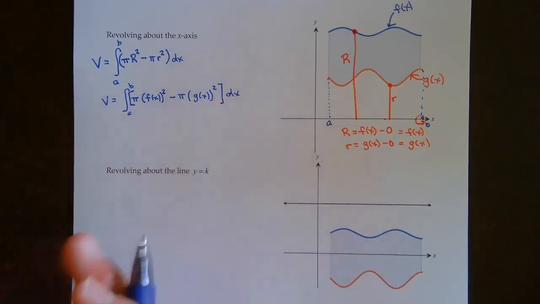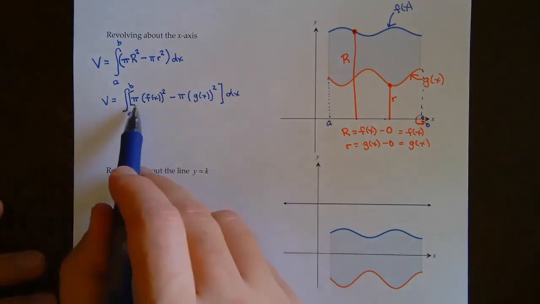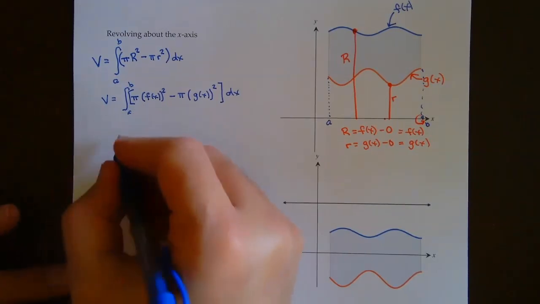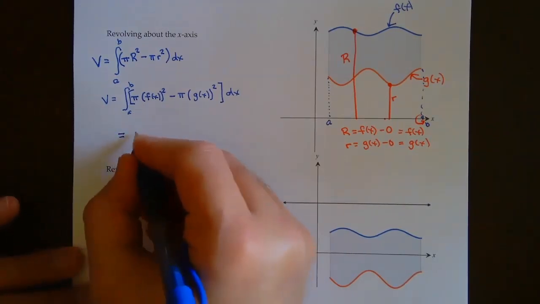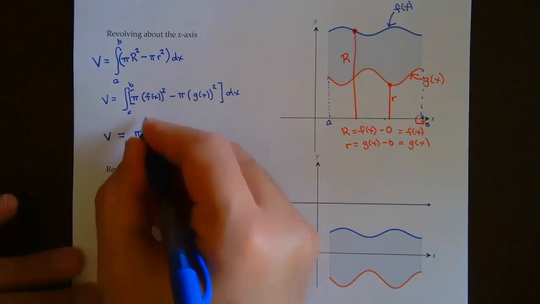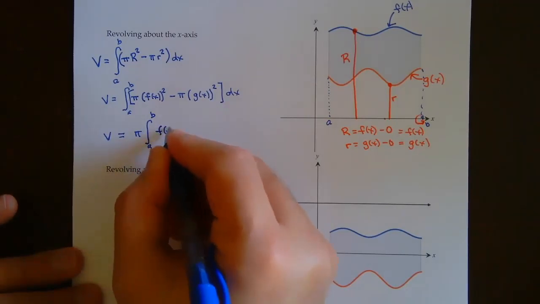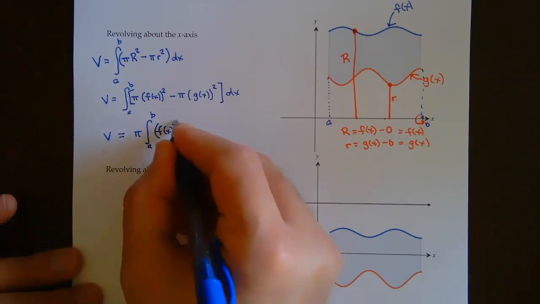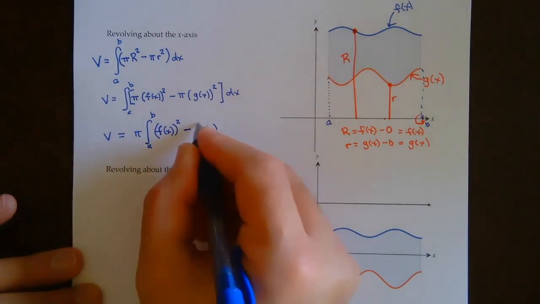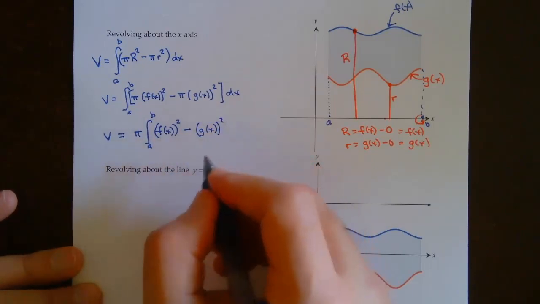Okay, there's one more thing that we could do. You wouldn't have to, but these both have pi in common, right? So we could factor out, and since pi is a constant, we could write this as pi, the volume could be pi times the integral from a to b of f of x, and then we would need to square that, and then minus g of x, and then we would need to square that, okay, and then dx.